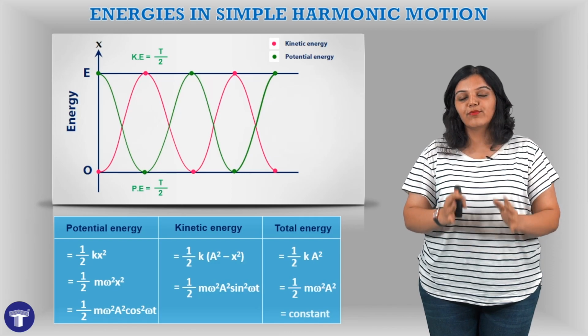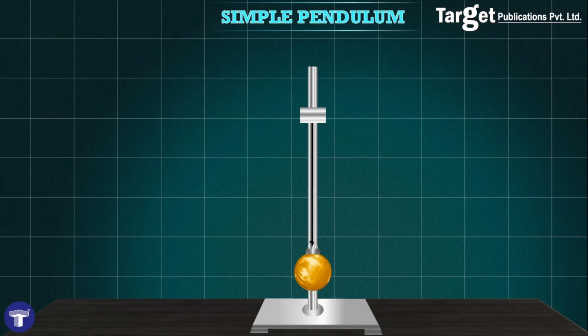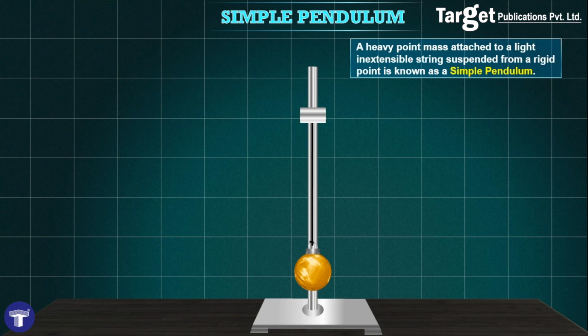At the beginning of the chapter, we used the example of simple pendulum to talk about oscillatory motion in general. But now I want to come back to the simple pendulum and show you how this is actually an example of simple harmonic motion, provided of course the amplitude of oscillations is small. But for this, first I have to carefully define what is a simple pendulum. A simple pendulum is nothing but a heavy point mass attached to a light inextensible string suspended from a rigid support.